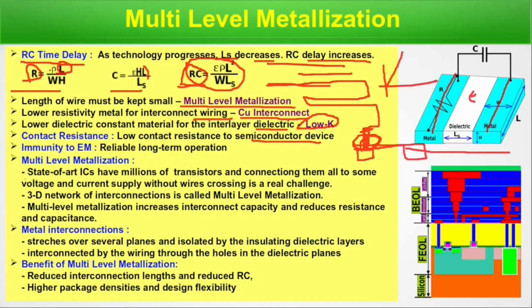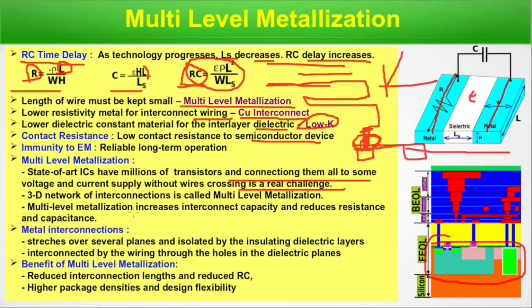Multi-level metallization. State-of-the-art ICs have millions of transistors, and connecting them all to some voltage and current supply without wires crossing is a real challenge. This is the device level. Every device has a voltage supply that should be connected to it, then it's connected to some other device also. So this connection is very critical. With so many devices and so many wires, designing this connectivity without crossing each other is a real challenge.